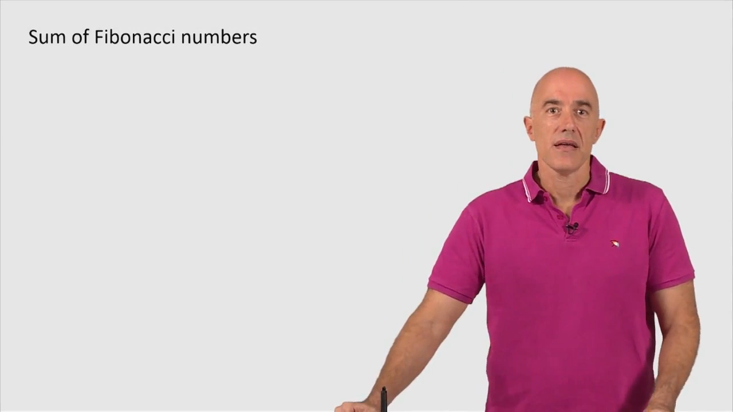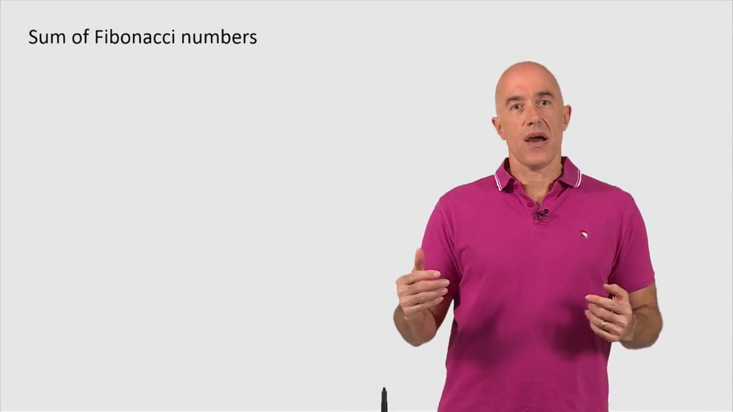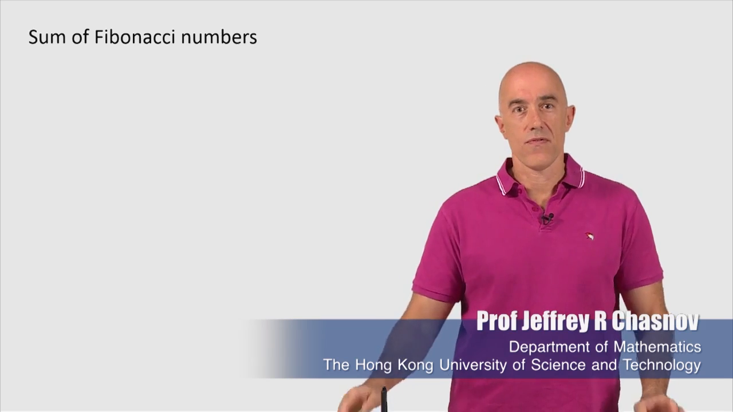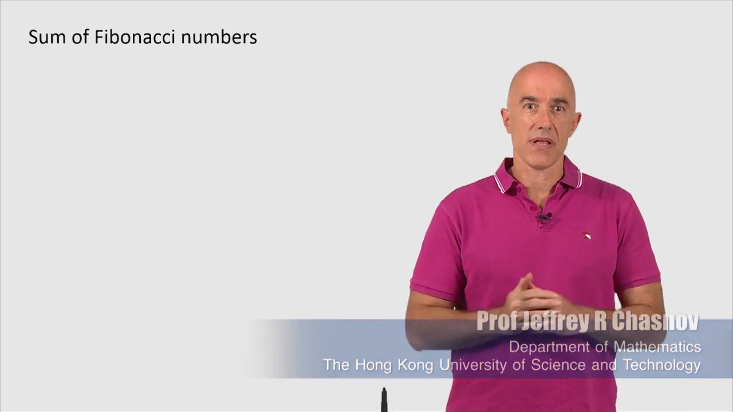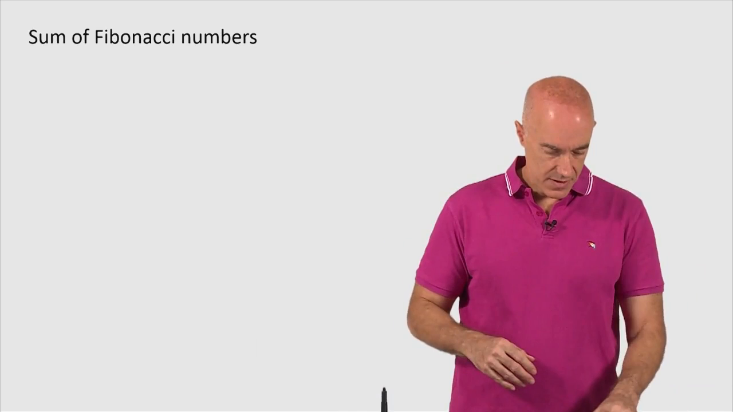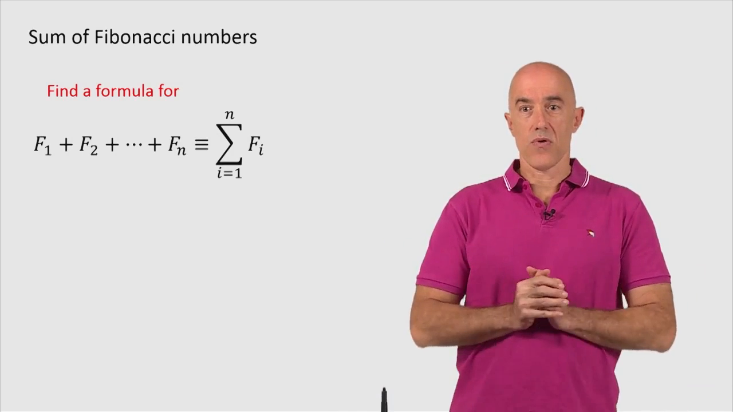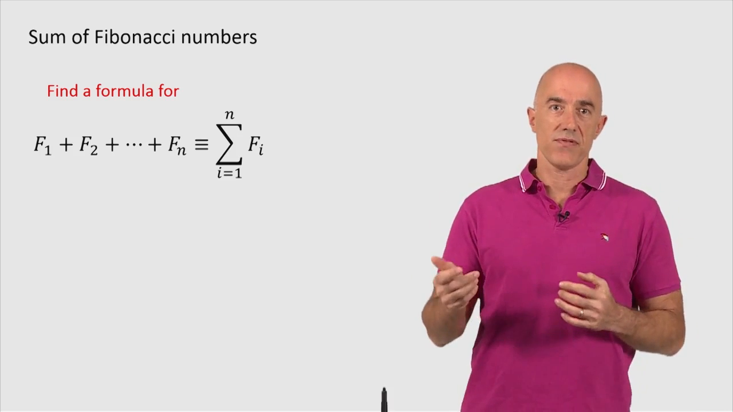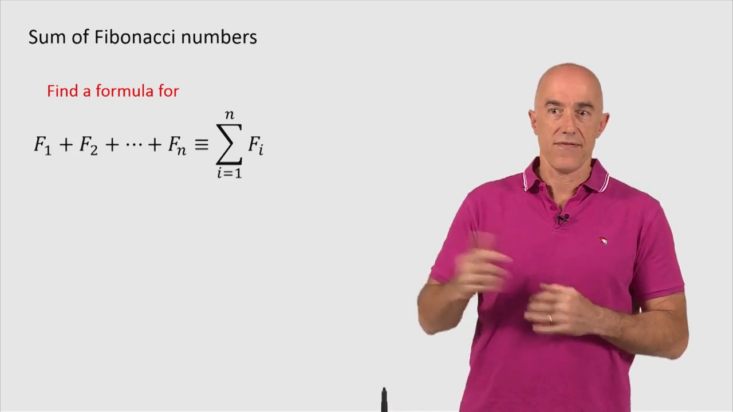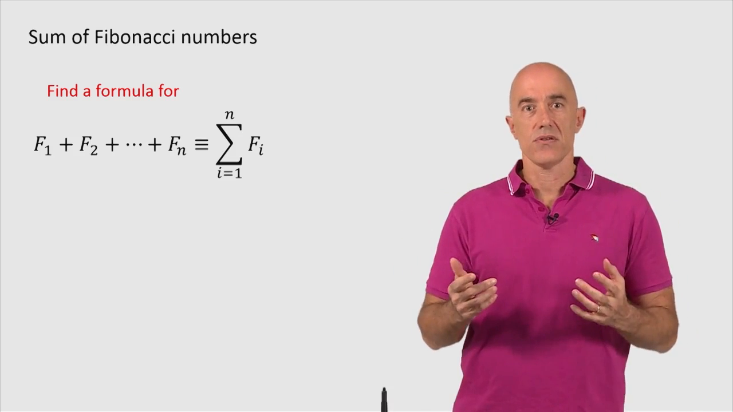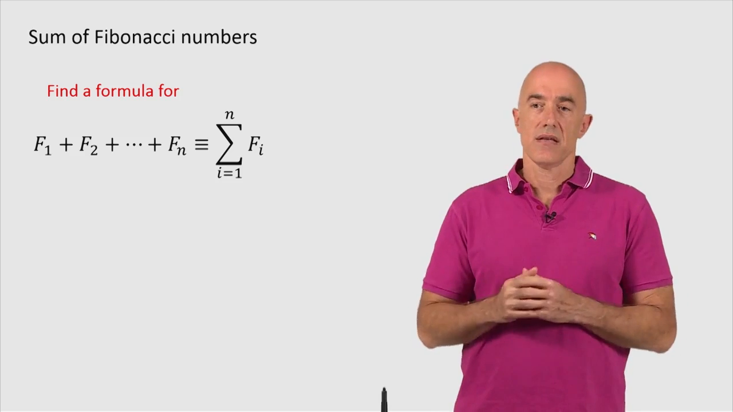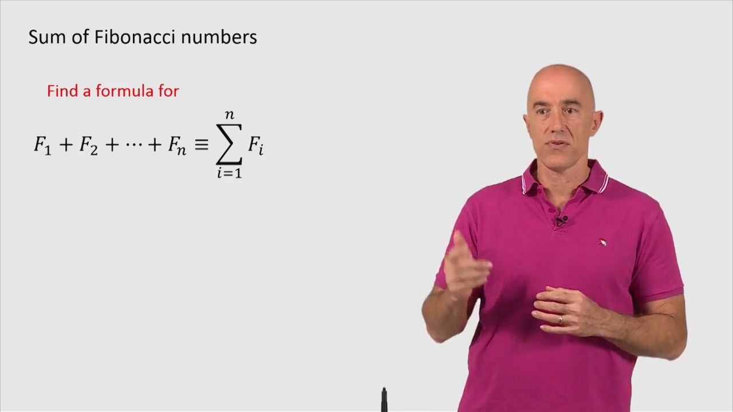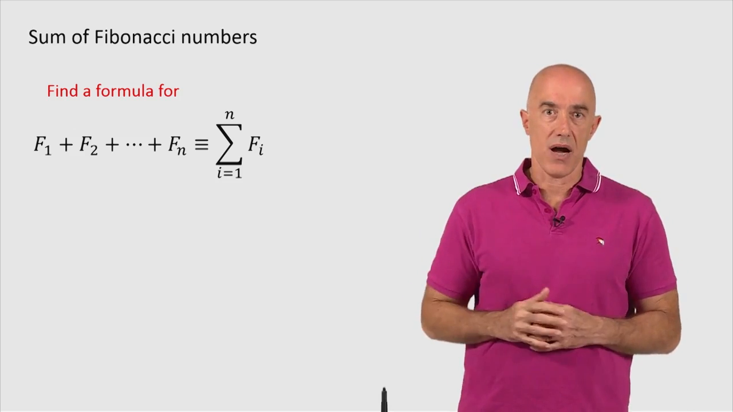Welcome back. In this lecture, I want to derive an identity, which is the sum over the first n Fibonacci numbers. So what we want to do is find a formula for f1 plus f2 all the way up to fn. The notation for writing that is sigma notation. It says the sum from i equals 1 to n of f sub i.